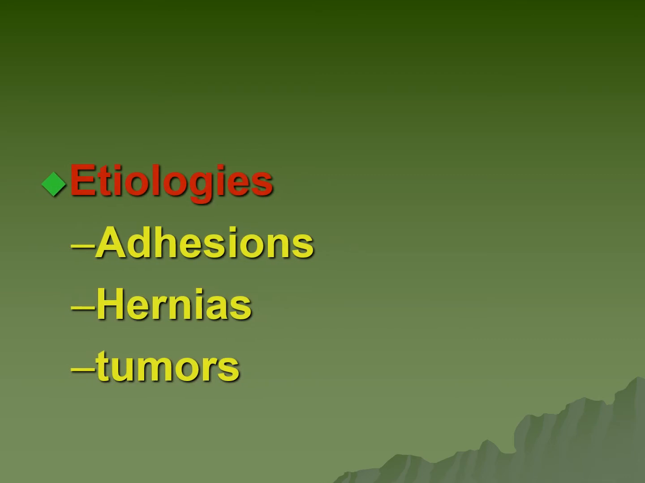Etiologies for intestinal obstruction. The most common ones are adhesions, hernias, and tumors. Other etiologies include items like diverticulitis, foreign bodies, volvulus, intussusception, as well as fecal impaction. Now, with the presence of mechanical obstructions, these are divided into obstructions of the small bowel and obstructions of the large bowel in terms of classifications.